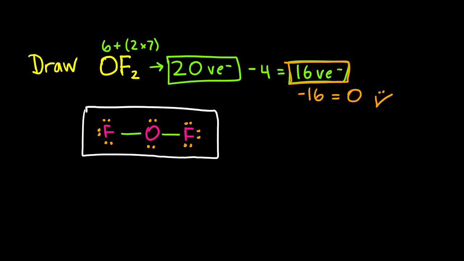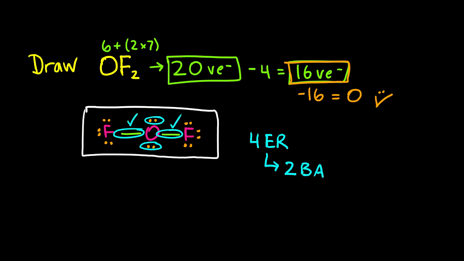As you work toward understanding VSEPR theory, which is the three-dimensional shape of molecules, you will see that this molecule has 4 electron regions around that central atom. 1, 2, 3, 4. This central atom has 4 electron regions that are composed of 2 bonding areas, that's where the 2 real atoms are connected, here, and 2 lone pair, which are here and here.